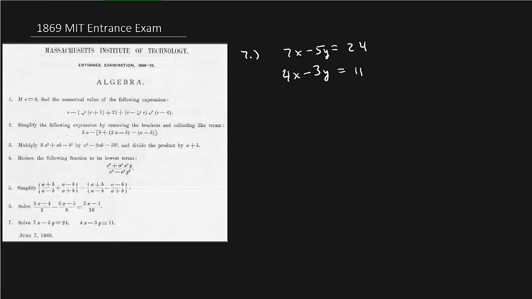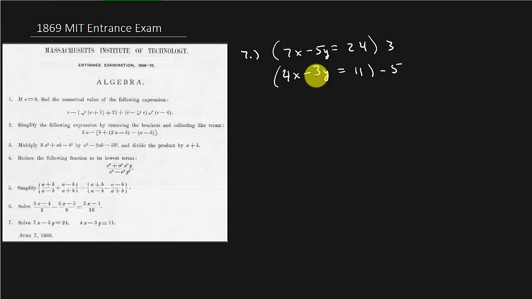All right, so here we go. We've got the last problem, number 7. It's just a system of equations. So we'll use the addition method to solve it. So let's multiply the first equation by 3 and the second equation by -5. That'll give us -15 and +15, and the y's will cancel out.